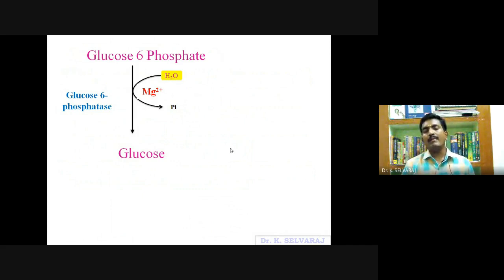So these enzymes are only present in the liver and hepatic cells, so the gluconeogenesis process occurs only in the liver or renal cortex of humans, not in all cells. Our muscles and brain cells, even our blood, do not contain these enzymes, so glucose 6-phosphatase is only present in our liver cells.